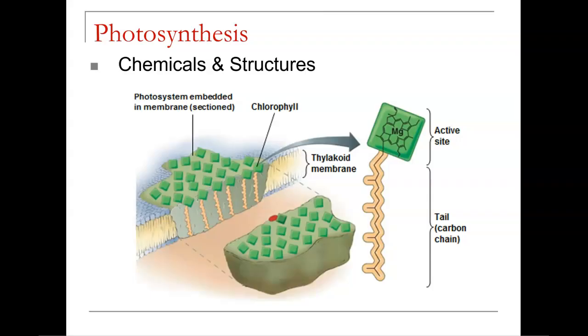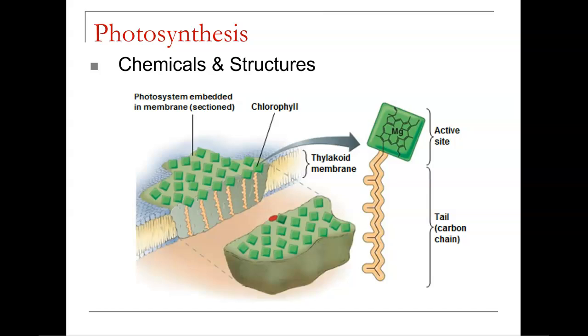Next, we have our chemical structures and our functions here. With this one, we're going to go into photosynthesis, which is also known as light synthesis. This is a process that allows organisms to make sugar and oxygen using light energy, carbon dioxide, and water. Those are the three things that come in.